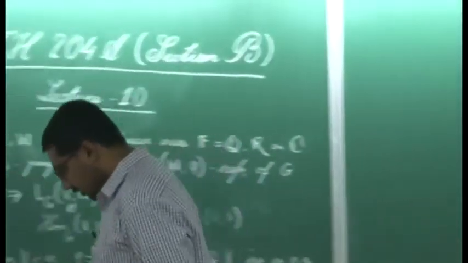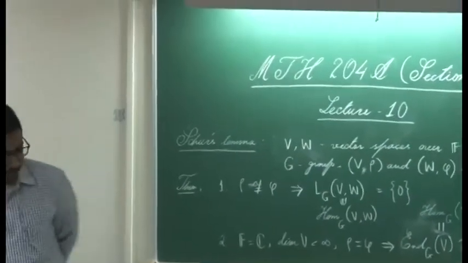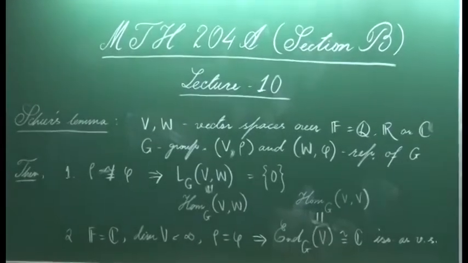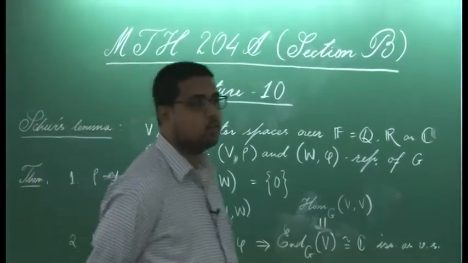This is the 10th lecture of the course MTH 204A for section B. Recall that in the last lecture we have discussed Schur's Lemma.